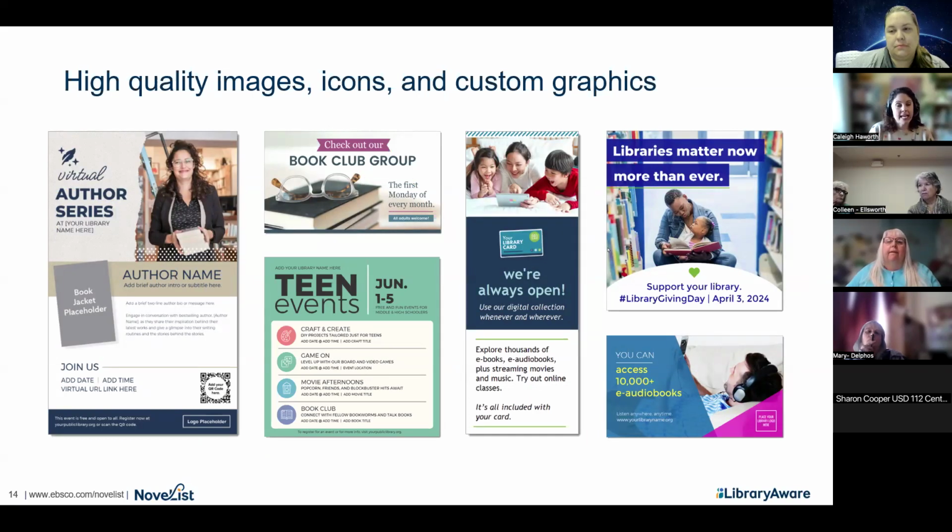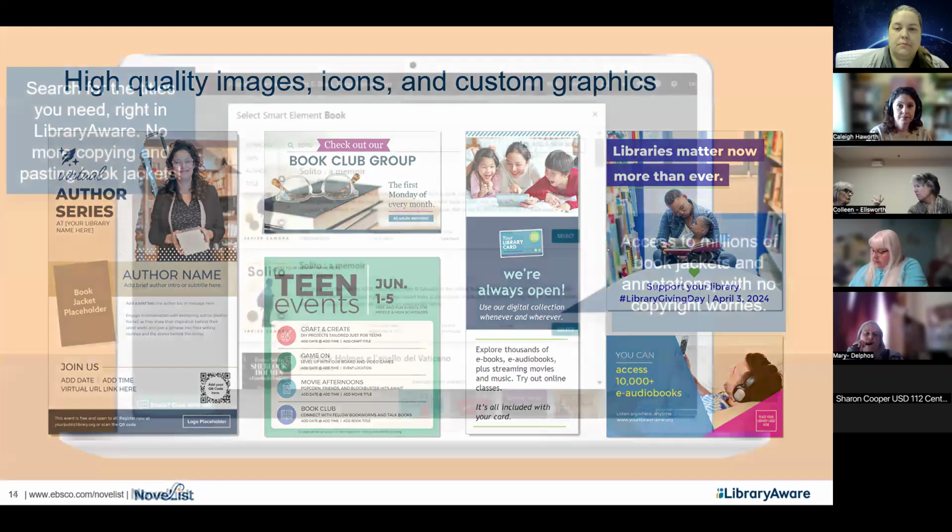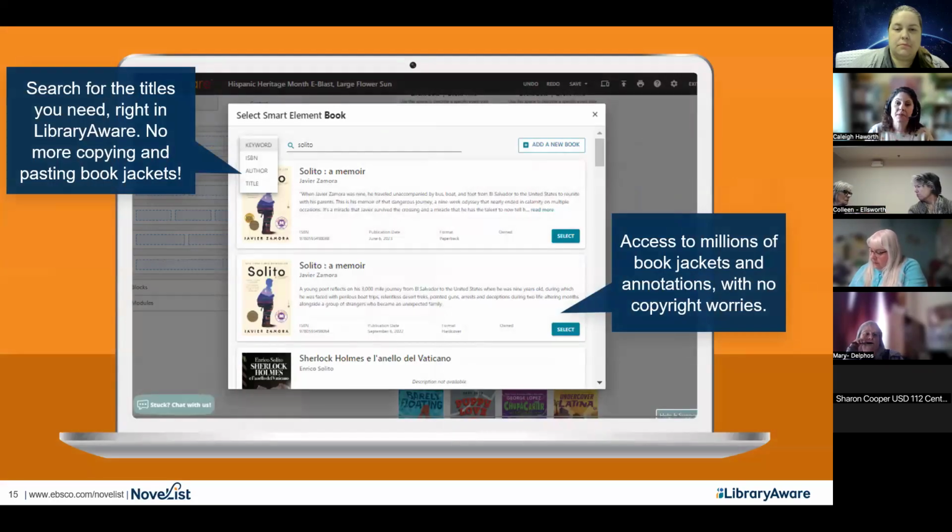We include an image library of thousands of high quality images, icons, and design elements so that you can mix and match as much as you'd like, or even create something entirely from scratch. And we also include millions of book jackets and AV covers, as well as their annotations. You can simply search for the cover that you need right there within LibraryWare and pull it in. All of our images are high resolution, and we've taken care of the copyright for you, so you can use them in your LibraryWare materials without worry.